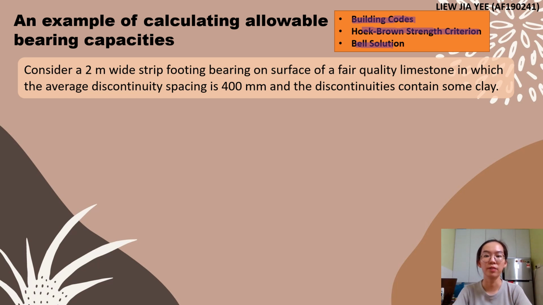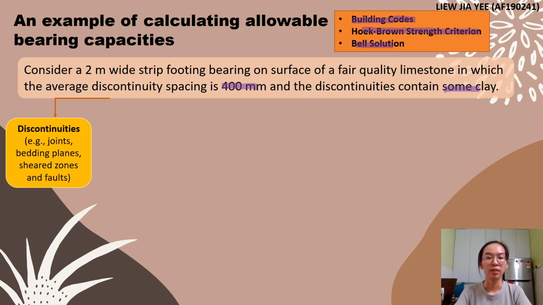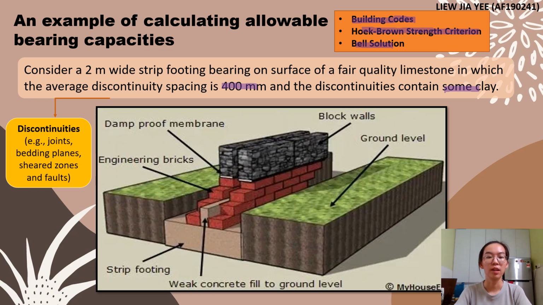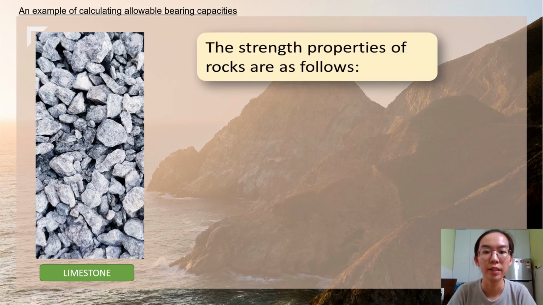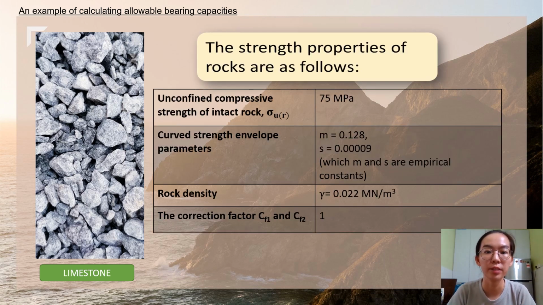For this case, we are going to consider a 2 meter wide strip footing bearing on the surface of a fair quality limestone in which the average discontinuity spacing is 400 mm and the discontinuity contains some clay. The discontinuity may include joints, bedding planes, shear zones, and faults. This is the picture of the wide strip, and this is how limestone looks.